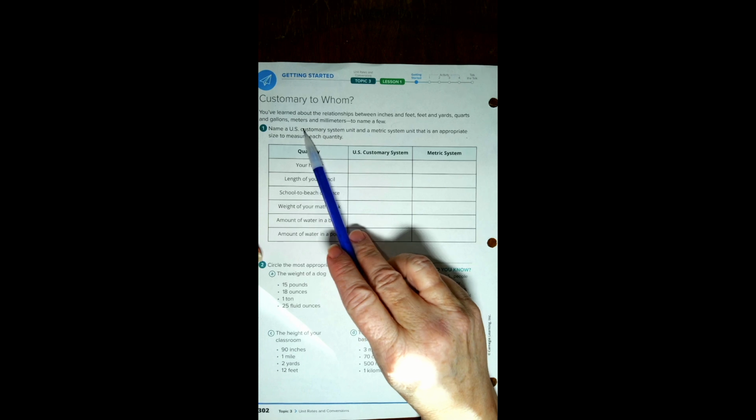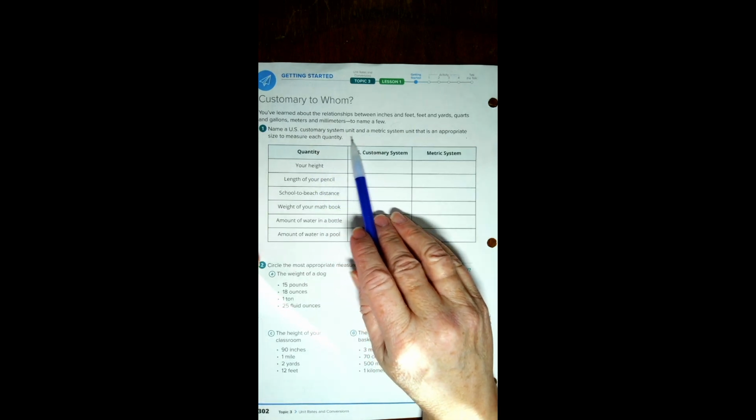You've learned about the relationships between inches and feet, feet and yards, quarts and gallons, meters and millimeters, to name a few. Name a U.S. customary unit and a metric unit that's an appropriate size to measure each quantity. So your height, how would we measure your height? What unit of measurement would we use here in the U.S., which is what U.S. customary means? We would use feet and inches. In the metric system, distance is always measured in meters.